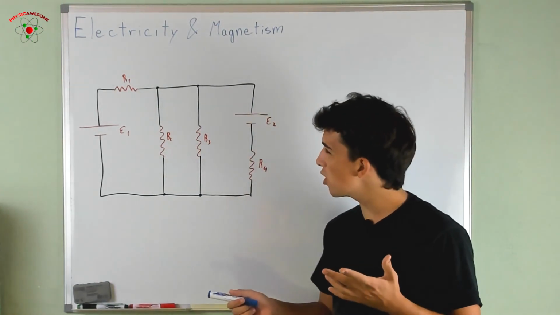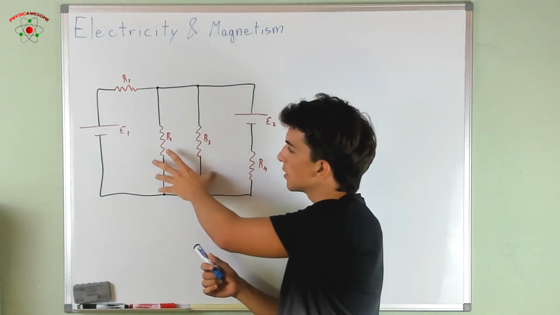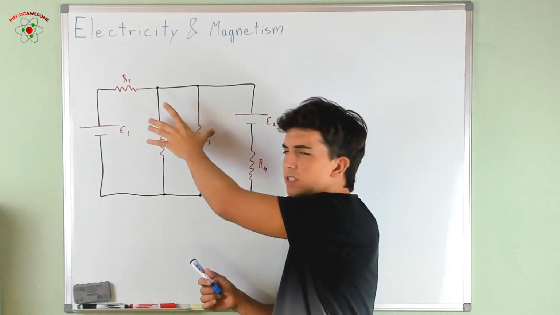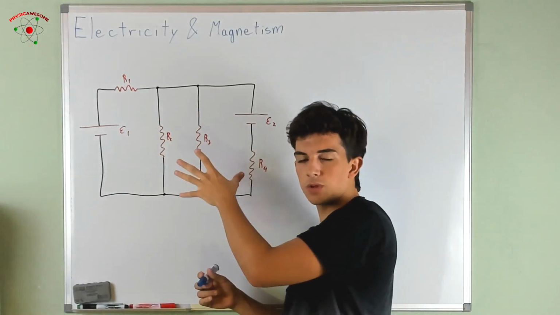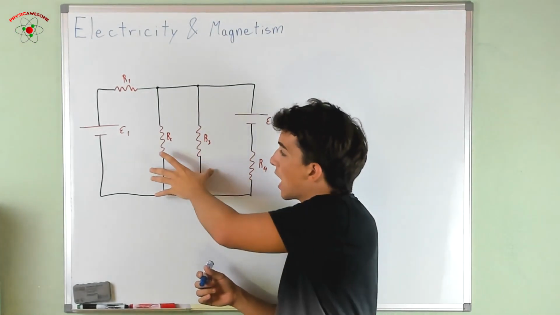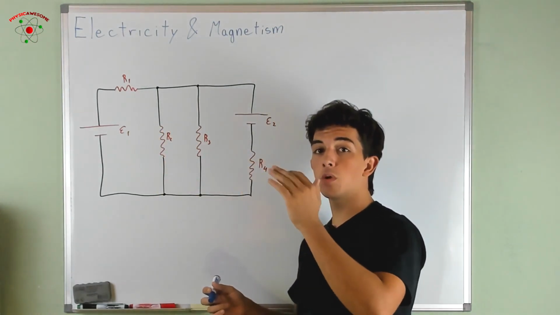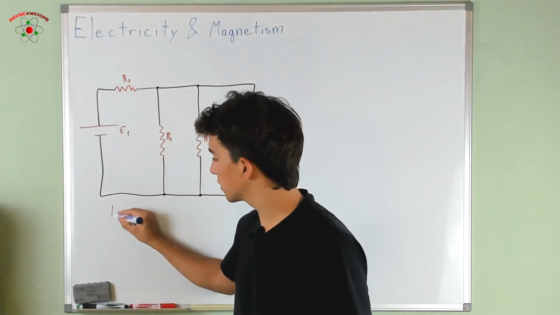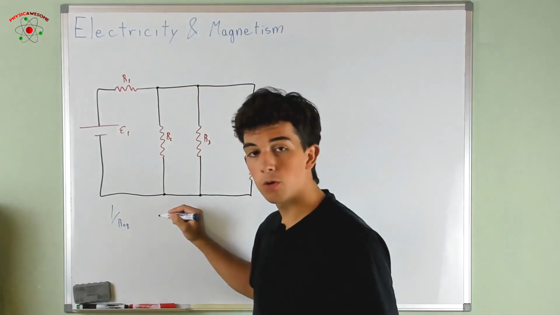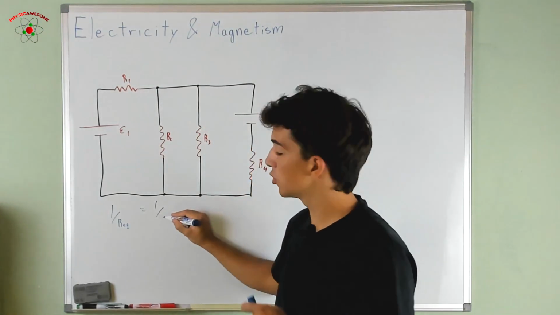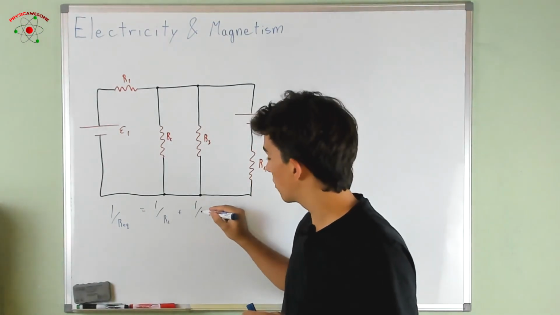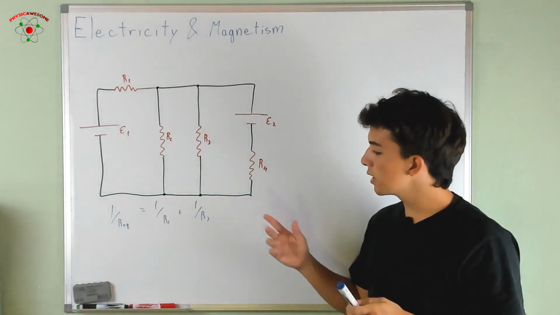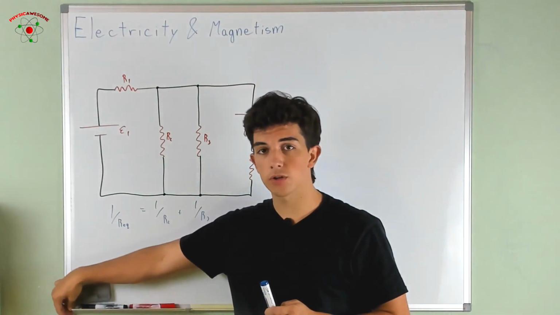However, we note that in this part of the system, there's only 2 resistors. So it's pretty easy to just take this part and treat it as its own, as we did in the previous video, and combine these 2 resistors into an equivalent circuit. We know that the equivalent resistance, 1 over R equivalent, would be equal to 1 over R2 plus 1 over R3. We can solve for it if we need it. Then we can simplify this circuit in the following manner.